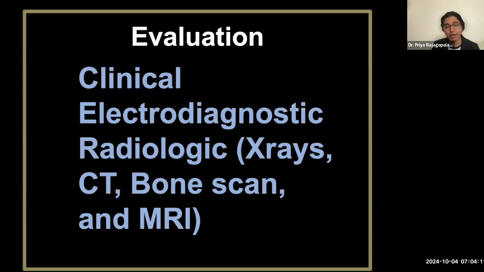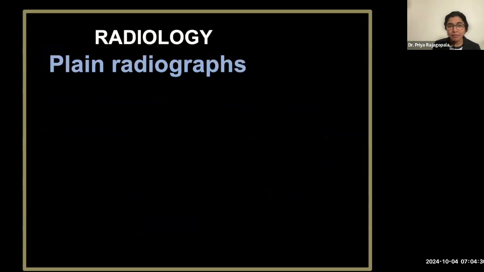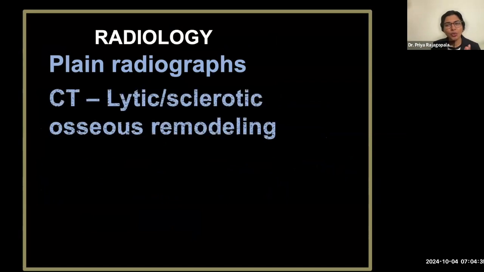Evaluation is clinical evaluation, followed by, in some cases, electrodiagnostic evaluation either through EMG studies or nerve conduction studies. And you can do a radiologic evaluation, which brings us to this area, where you can evaluate a patient's spine tumor either through X-ray, CT, bone scan, or MRI. When it comes to radiology, which is our field, plain radiographs do play a starting role, followed by CT, which can show more detailed lytic or sclerotic lesions. It can show osseous remodeling.